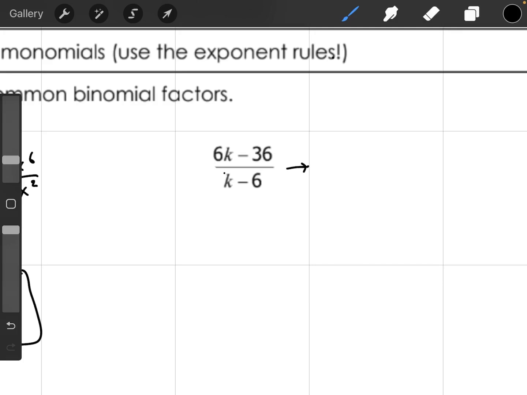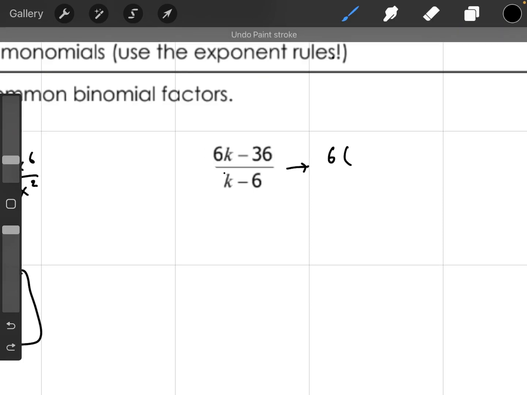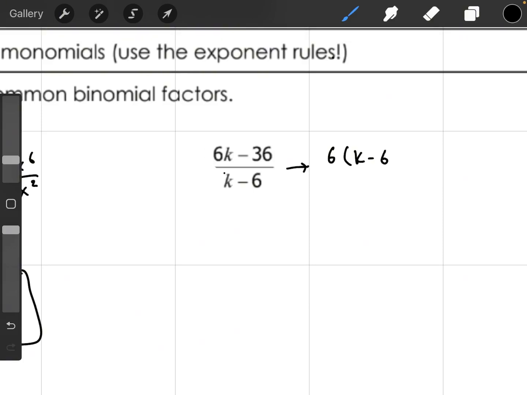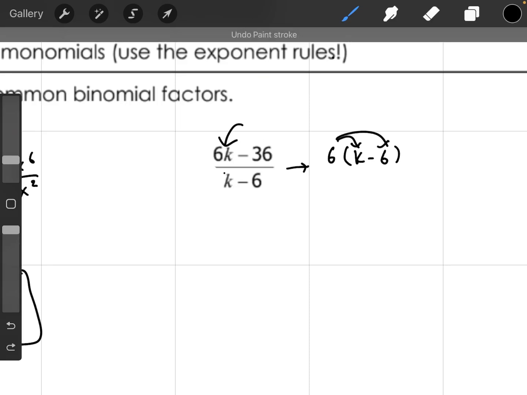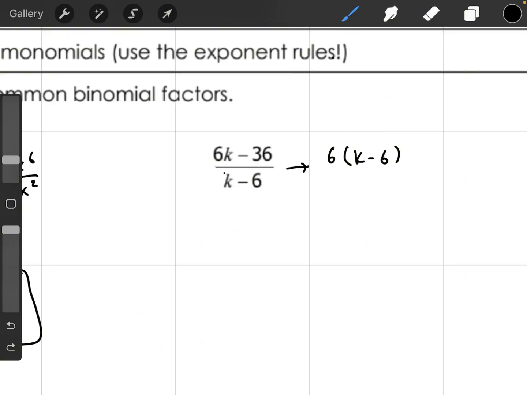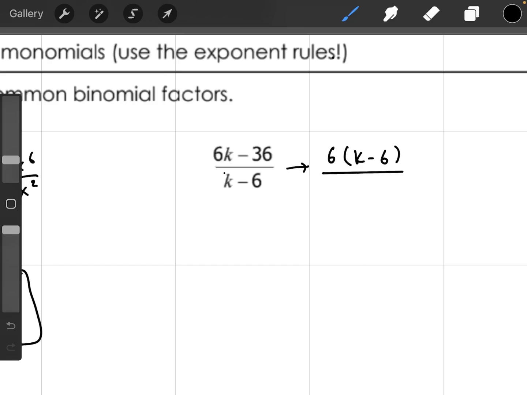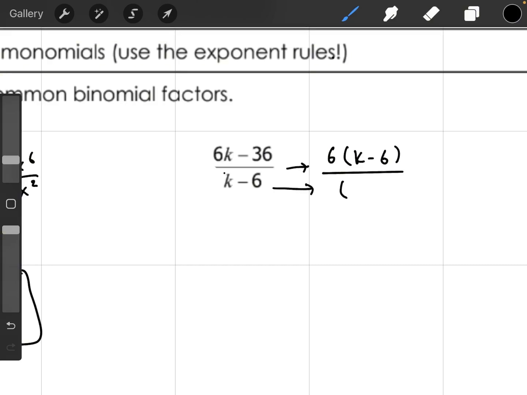For the second example, the first step is to factor out everything that we can factor out, and we can take out a 6. So when we take out a 6 of this equation, we're left with k minus 6. Because remember, if we distribute the 6 to both, the k and the negative 6, we'll have 6k and negative 36. So now we have 6 times k minus 6 over the denominator, which is just going to move over as k minus 6.